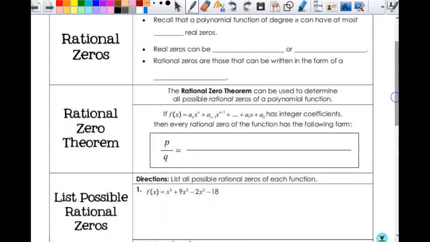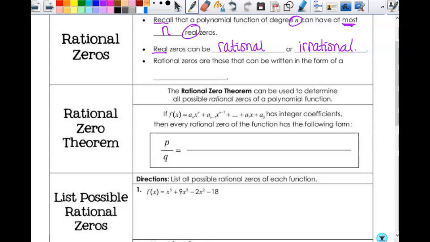It says recall, means we should already know this, recall that a polynomial function of degree n can have at most how many real zeros? If the degree is n, then it's n real zeros. And the key there is real. So if I have an eighth degree polynomial, I could have eight real zeros, bless you. And it says at most, because it doesn't mean that I have eight of them. It just means at most that's what I would have. And it says real, because I could have some imaginary zeros, all right? So your real zeros can be rational or irrational.